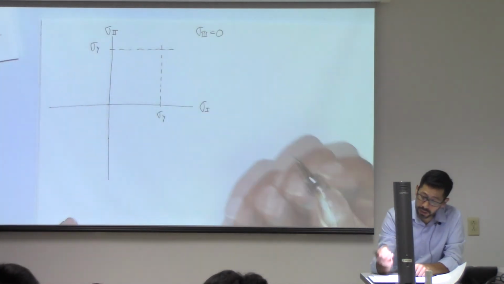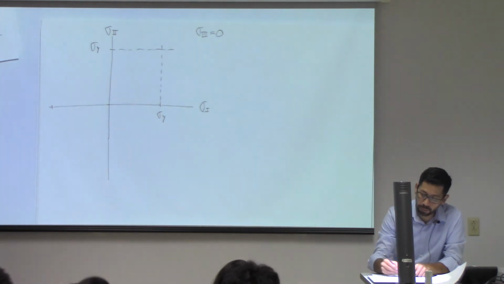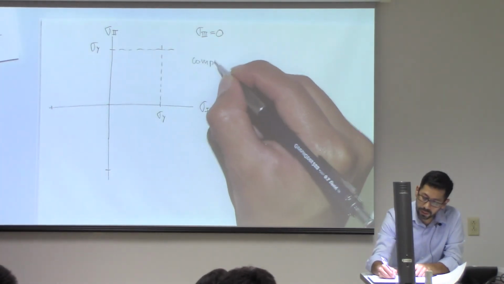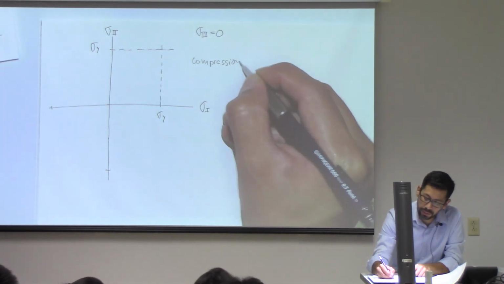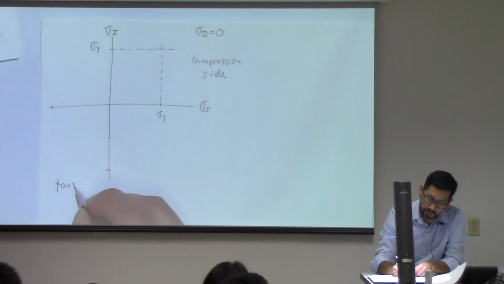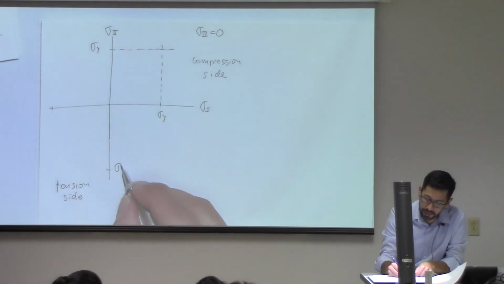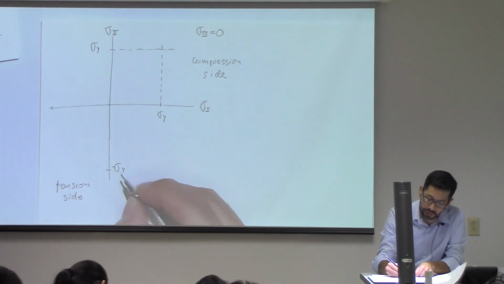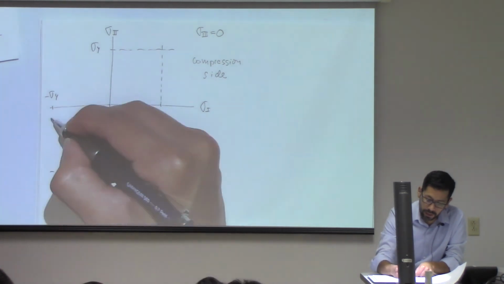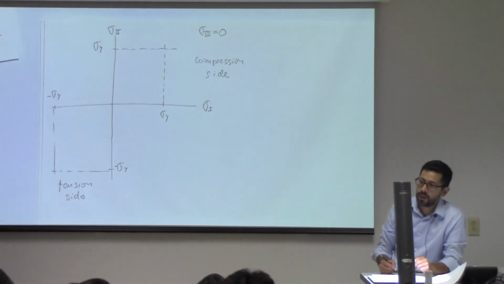And this is also an isotropic material, so compression is equal to tension. This will be the compression side. This is going to be the tension side. And again, this is going to be minus sigma y, minus sigma y. I can do the same thing I did before.